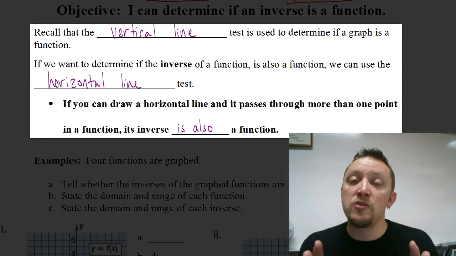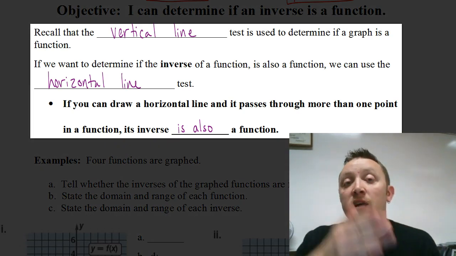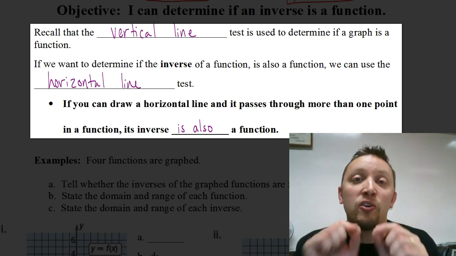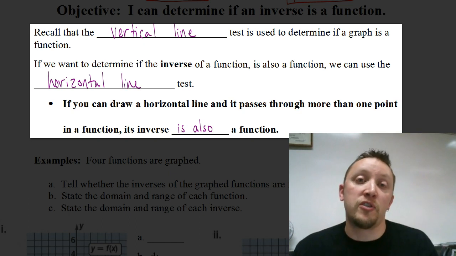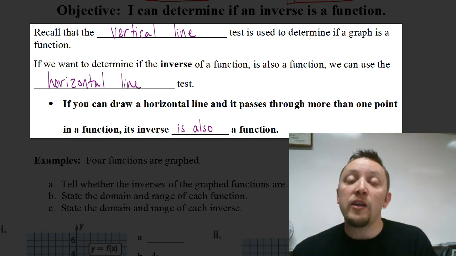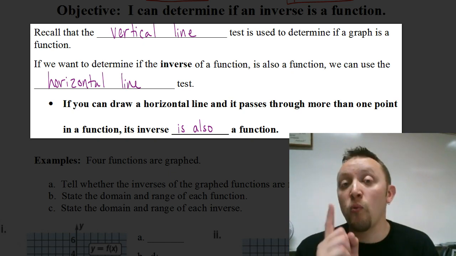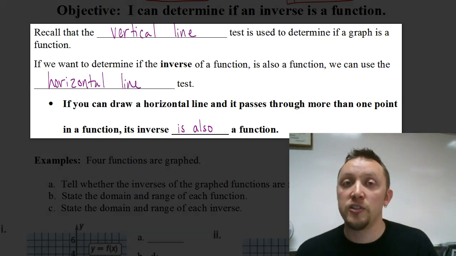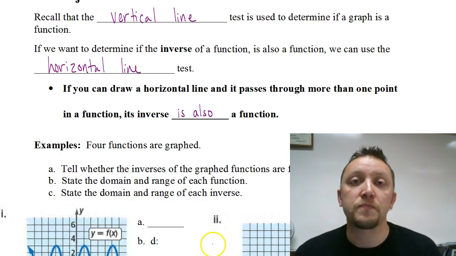So again, let's keep these two straight. If I'm looking at a specific graph, I can use the vertical line test to see if that graph is a function. If I want to see if the inverse for that graph is a function, I use the horizontal line test. As long as that horizontal line goes through only one point, the inverse is a function. Let's look at some examples so we can make sense of this.